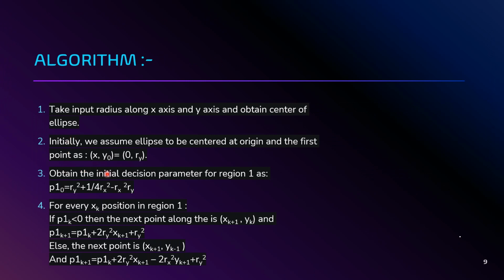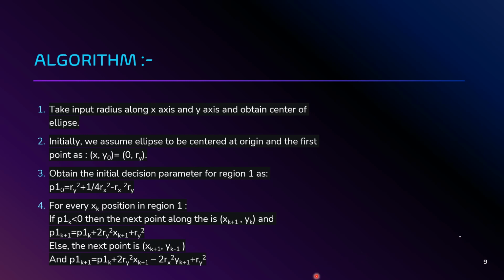The steps for this algorithm are: take input radii along the x-axis and y-axis and obtain the center of the ellipse. Initially, we assume that the ellipse is centered at the origin and the first point is (x0, y0) equal to (0, ry). Obtain the initial decision parameter of region 1 as p10 is equal to ry squared plus 1 by 4 rx squared minus rx squared into ry.